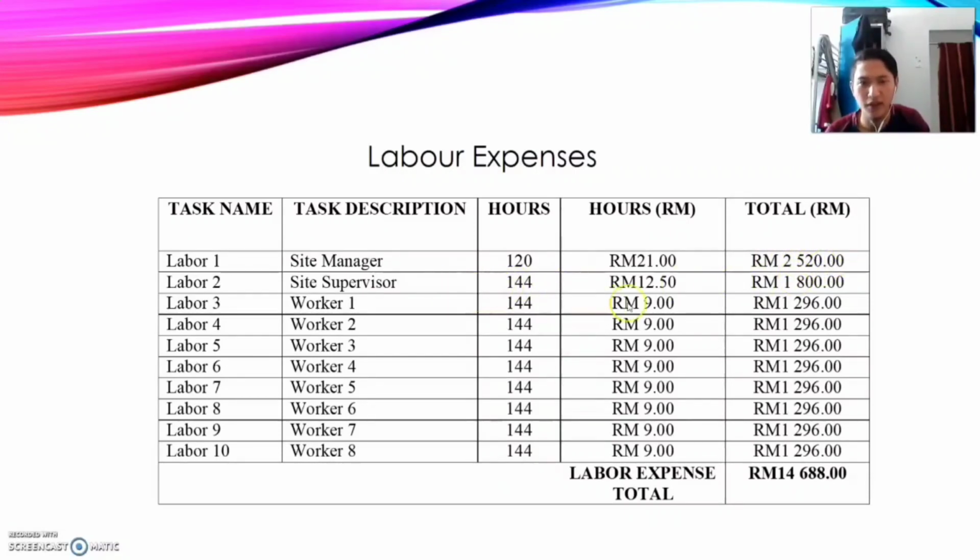For the labor expenses, for salary, we give site manager 2,520 ringgit. For site supervisor is 1,800. For worker 1 until worker 8 we give 1,296 ringgit. For total for the labor expenses is 14,688 ringgit.